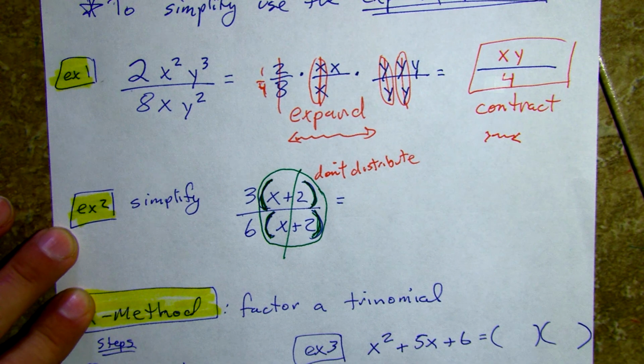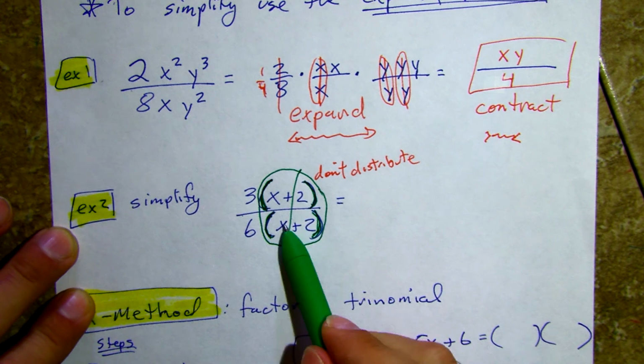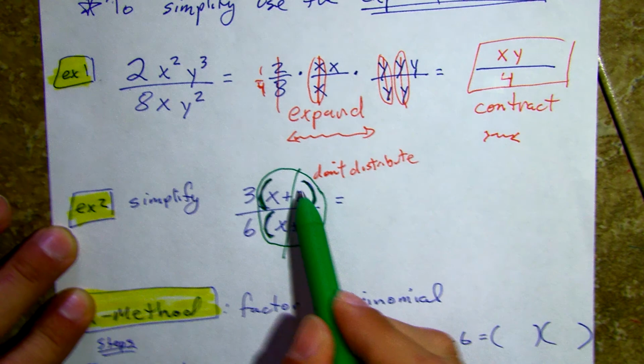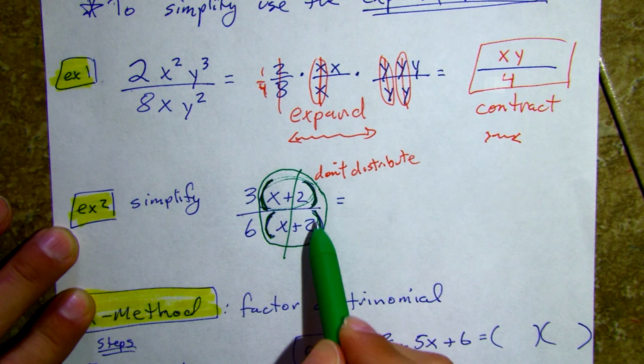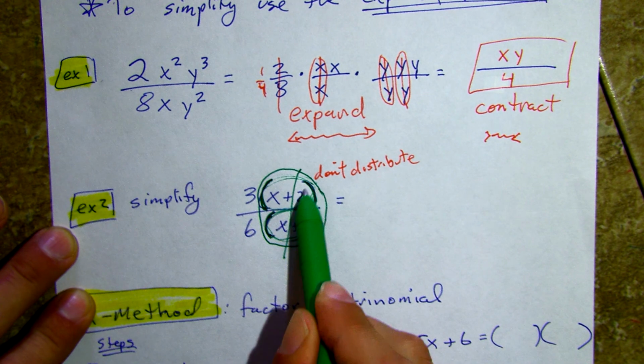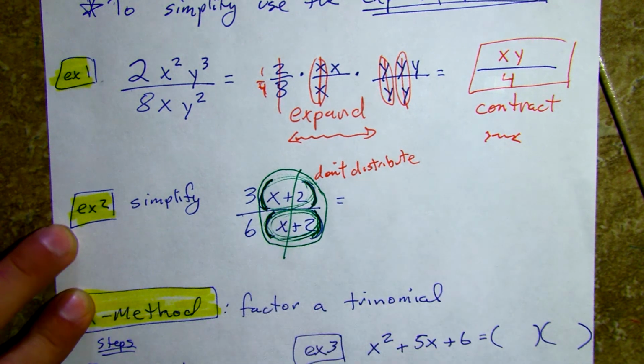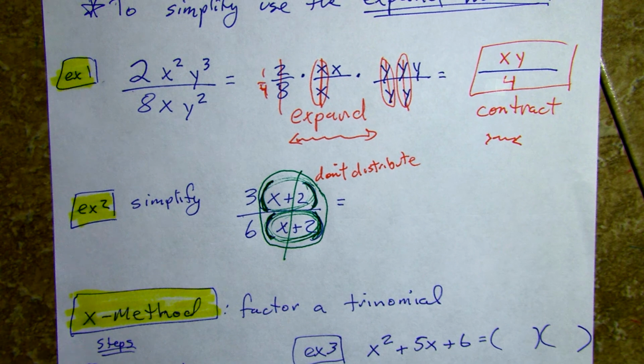So now I end up with 3 over 6, and that can reduce to what? 3 over 6 reduces to 1/2, because you can divide by 3 on the top and bottom, and you get 1/2. Okay, so here's our answer.